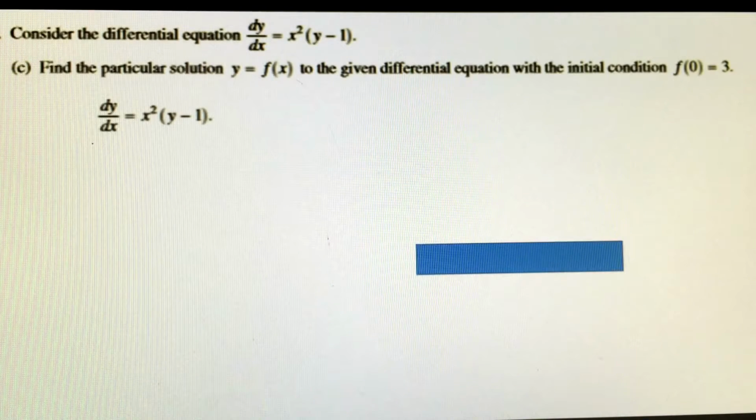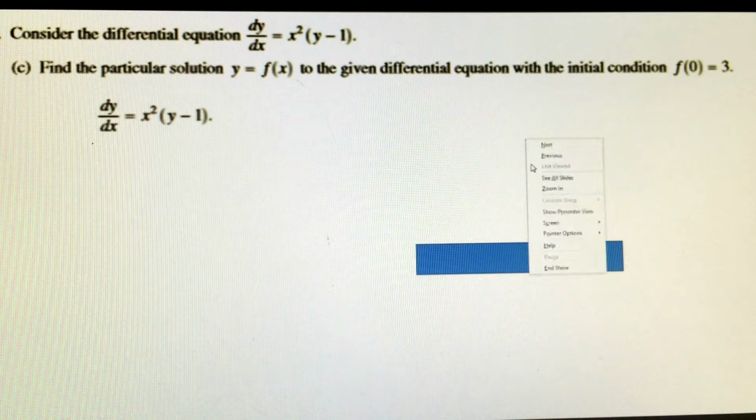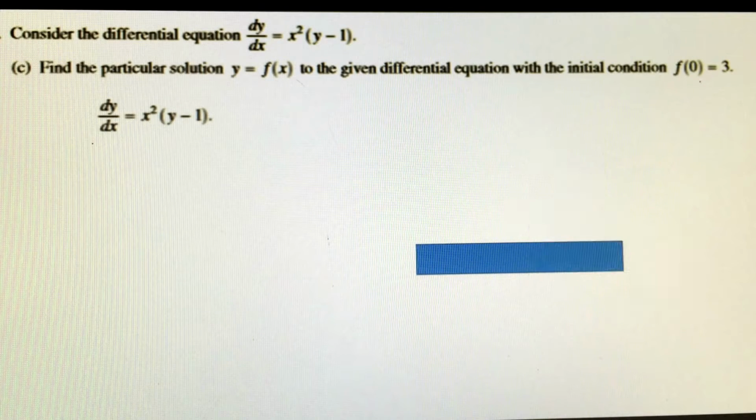Now we're going to move along to our last part, part C. And part C asks, find the particular solution y equals f of x to the given differential equation with the initial condition f of 0 equals 3. Now, f of 0 equals 3 can also be written as (0, 3). And we're going to look at our differential equation, dy over dx equals x squared times y minus 1. Now, what we're going to try to do is get back to our original equation and get y equals f of x.